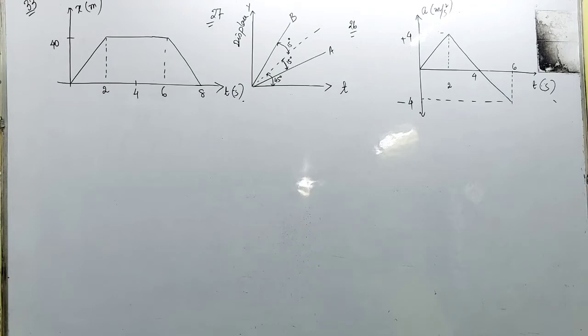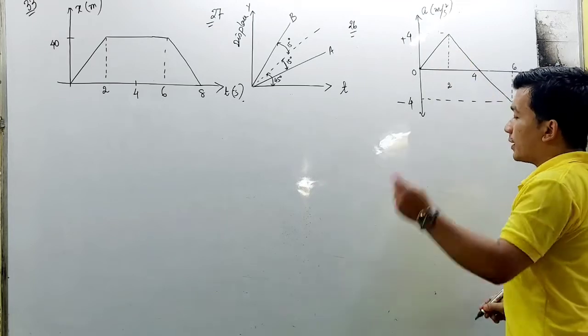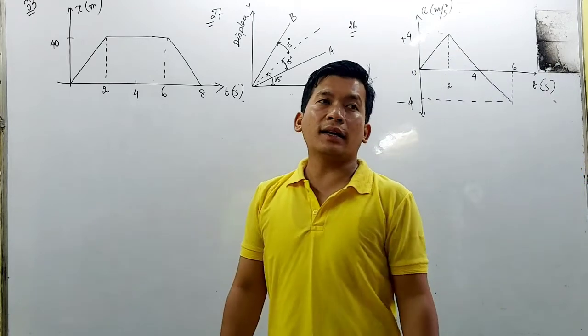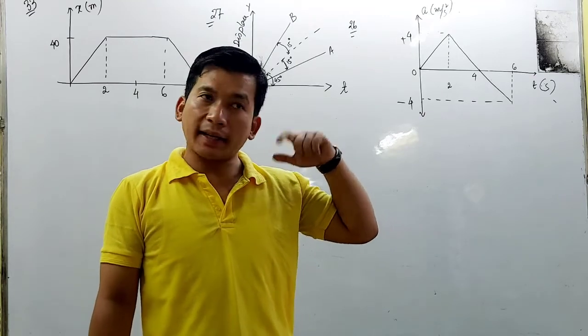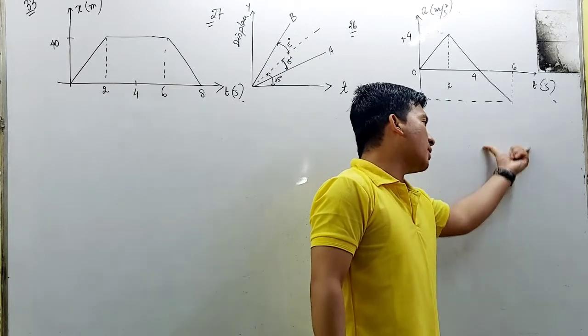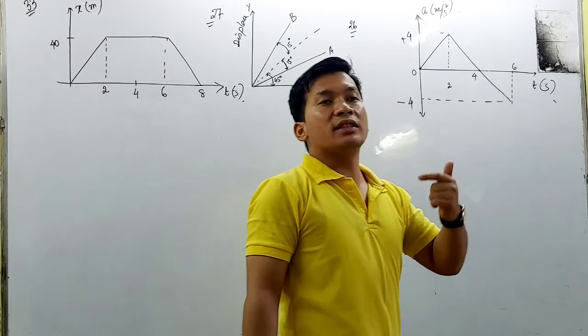What is being asked in the question? The velocity at the start of the motion and the velocity after the end of 6 seconds. So the question is you have to find out the change in the velocity. This is t equal to 0, and this is t equal to 6. We have already known that the area under the acceleration time graph will give you the change in the velocity.